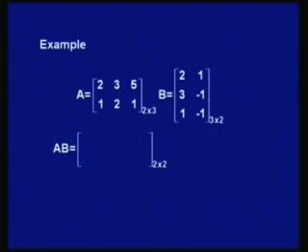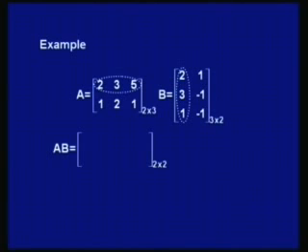For example, if I have a 2 by 3 matrix A as 2, 3, 5, 1, 2, 1, and the B matrix as a 3 by 2 matrix consisting of 3 rows and 2 columns, then the product matrix AB will be of order 2 by 2. The number of columns in A is the same as the number of rows in B. They have to be the same if multiplication is to be possible.